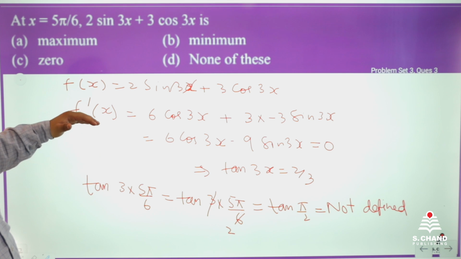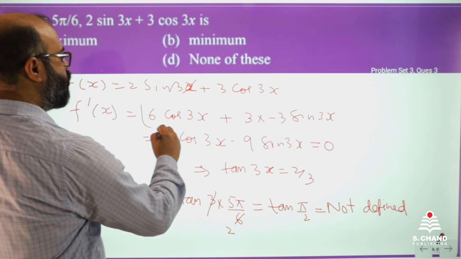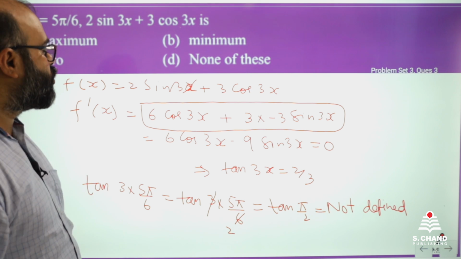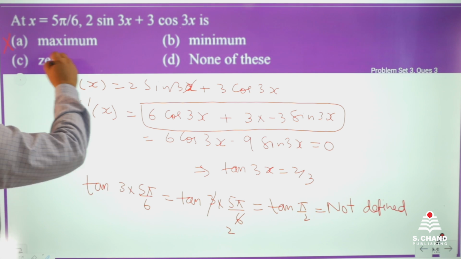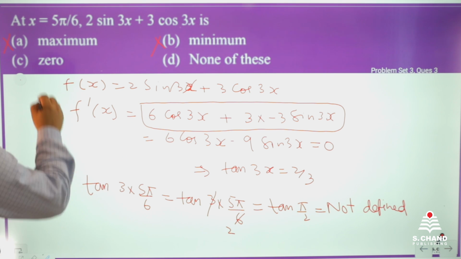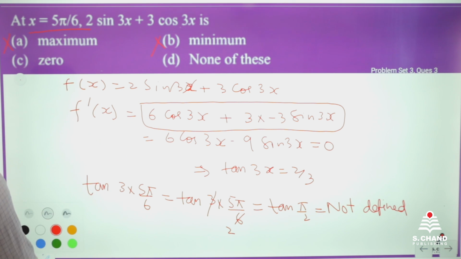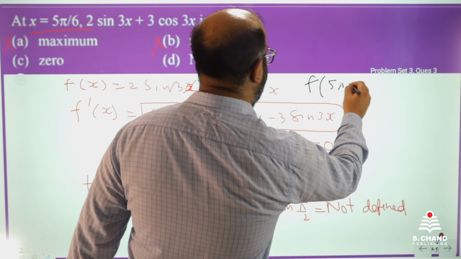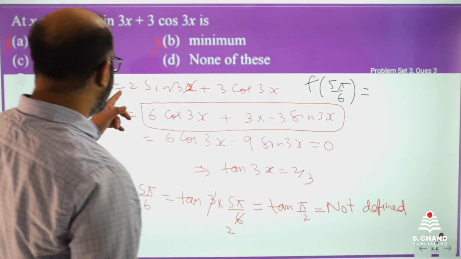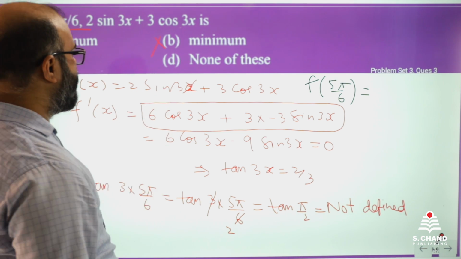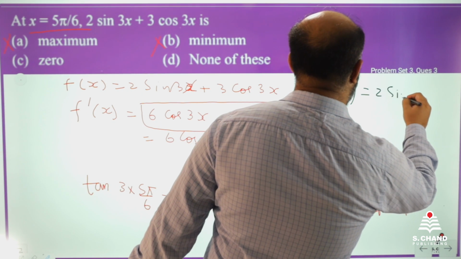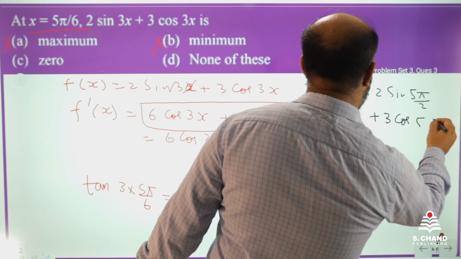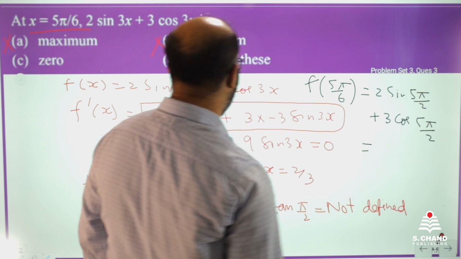Another case could be f dash x is undefined. But this function could not be undefined, because cos 3x and sin 3x both are defined. So this has neither maxima nor minima at x is equal to 5 pi by 6. Now what about its value? If we talk about its value, f of 5 pi by 6 will be equal to 2 sine 3 into 5 pi by 6, that is 2 sine 5 pi by 2 plus 3 cos 5 pi by 2. This is what we are going to get.